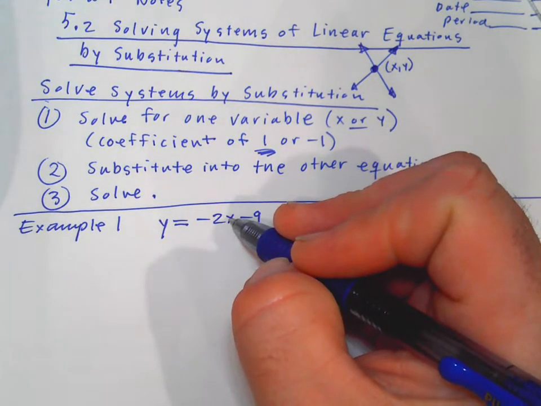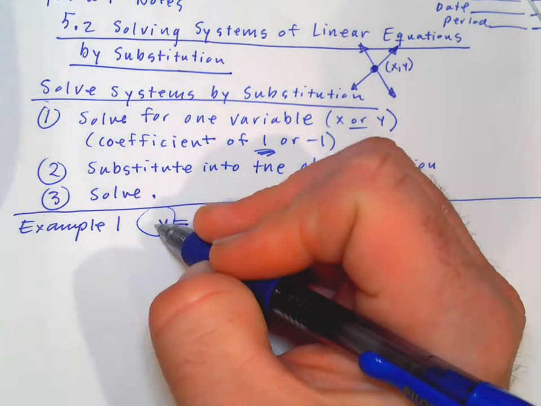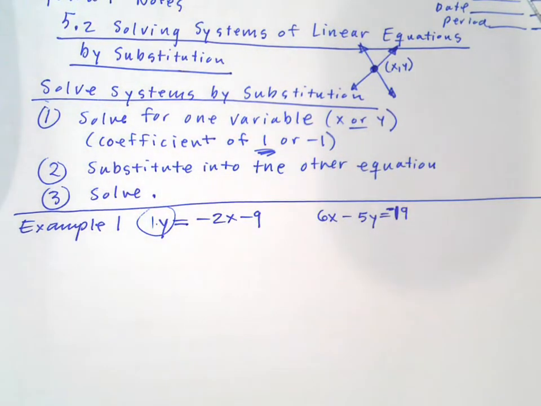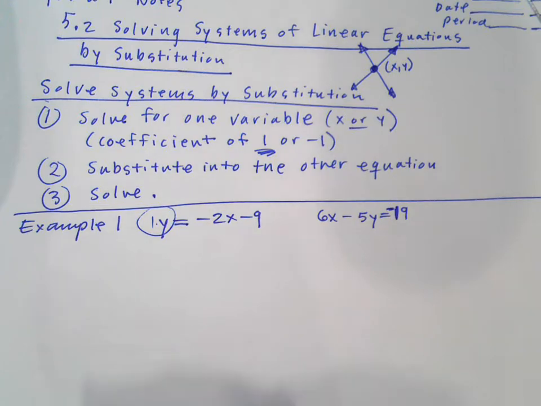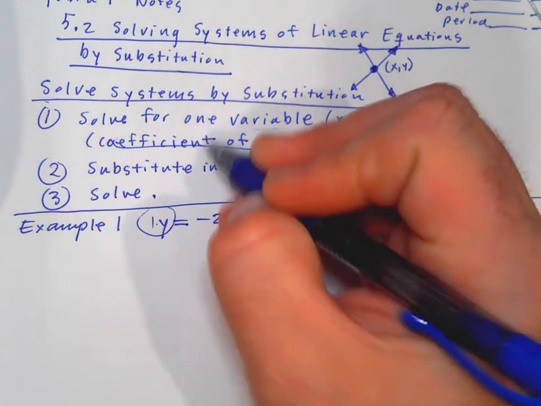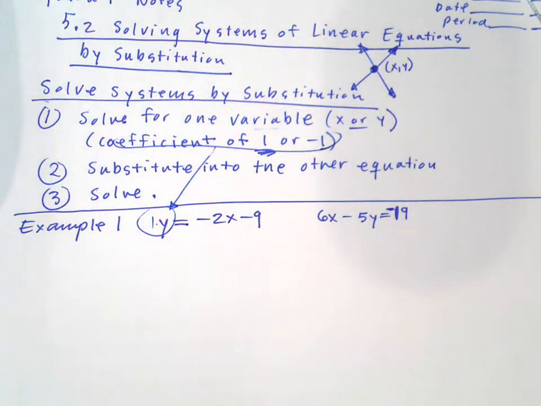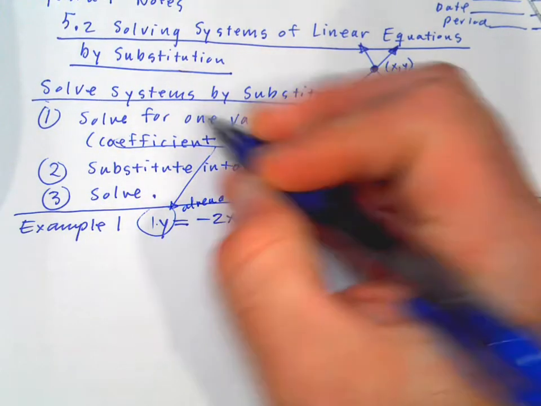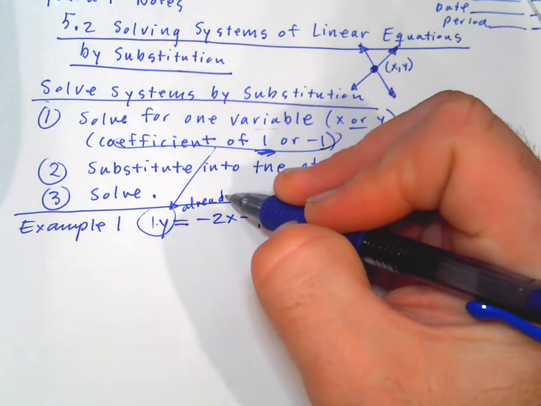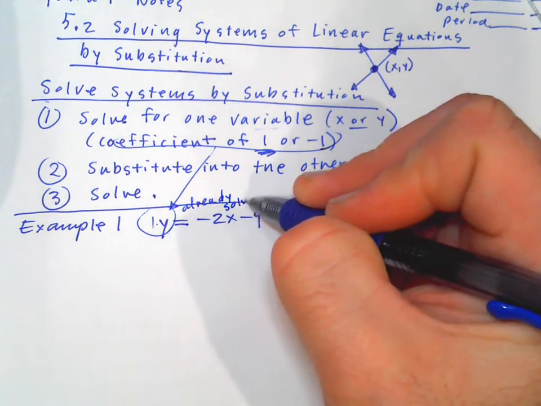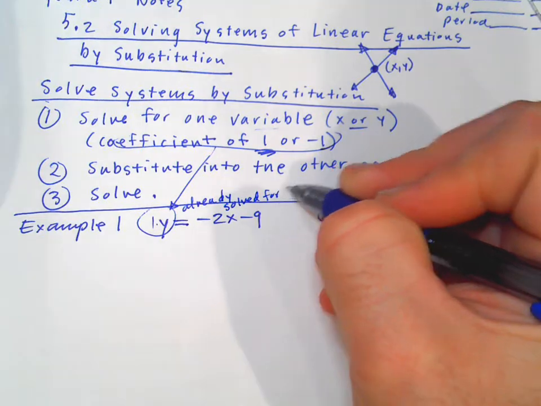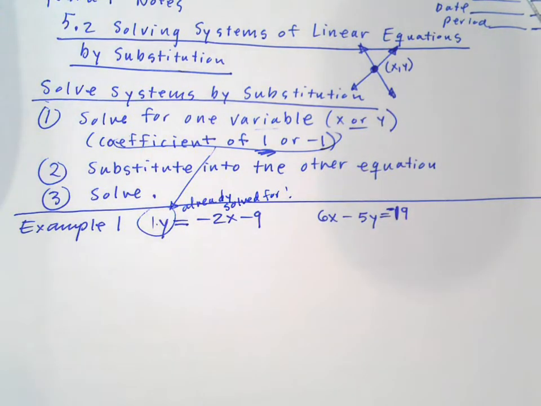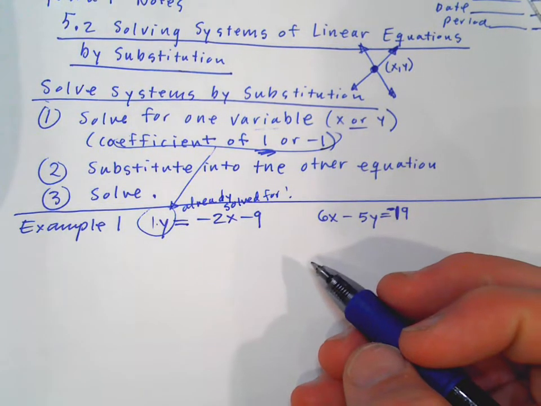This x doesn't have a 1 in front. This one has a 1 in front, right? If there's no number, that's the same as a 1. And the other cool thing about it, so that's what I mean by coefficient of 1 or -1. The other thing is that it's already solved for. So it says solve for one variable. This is already solved for, right? I mean, they've done some of the work for you, so let's take advantage of it.